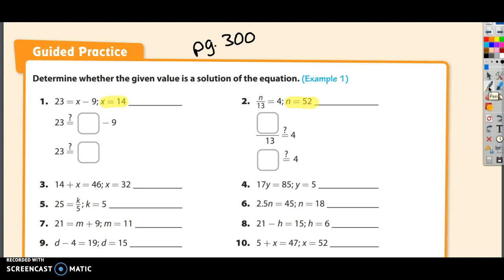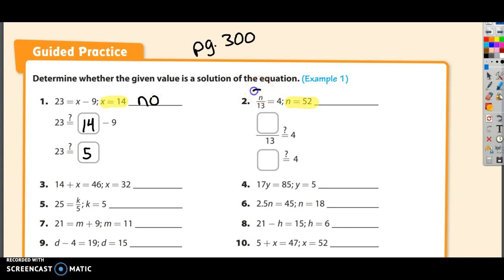On 1 and 2, they give us bubbles, and on the rest of them, we're just going to fill them in. Okay? So on number 1, the problem is 23 equals x minus 9, and they want us to say that x equals 14. So I'm going to take x out, and they actually do that. Look, x goes right here, and then you replace it with 14. And is 14 minus 9 equal to 23? Of course not. 14 minus 9 is equal to 5. 5 is not equal to 23. The answer is no.